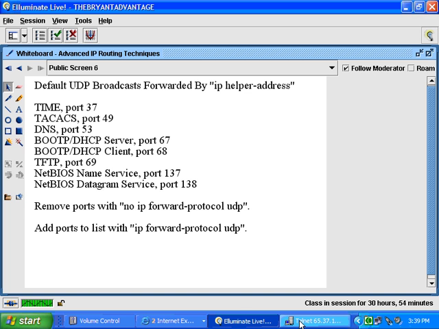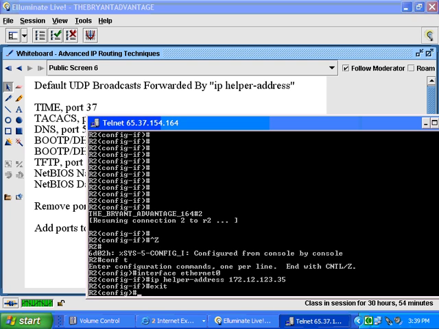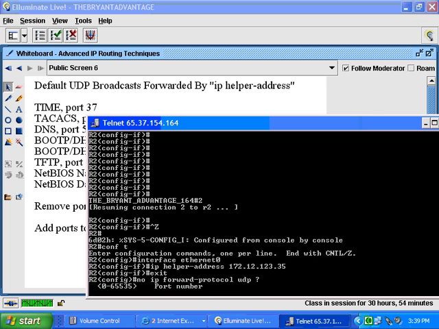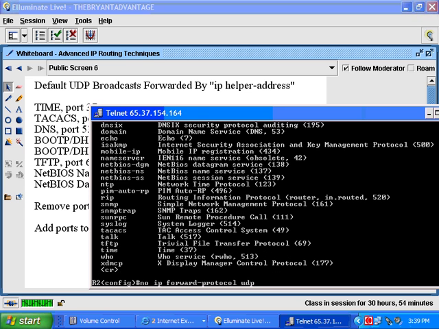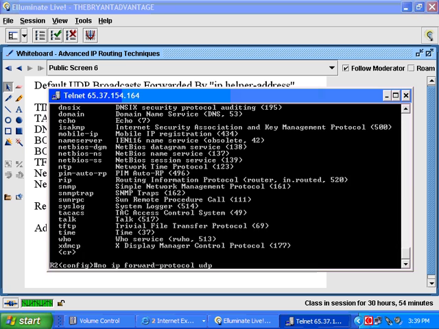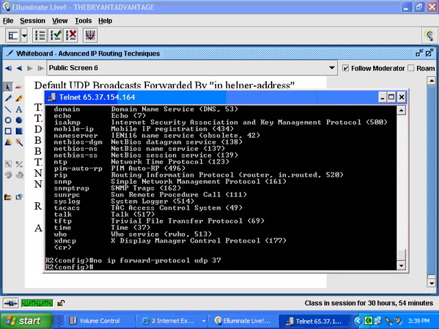Maybe we just want it to be port 67 and 68. Well, in global mode, I believe we'll find this. No ip forward-protocol udp, then use IOS help, and you're going to see quite a list of ports here. Now, we've got these memorized, and maybe you just take off port 37, and that's fine. Now time will not be translated into a unicast.